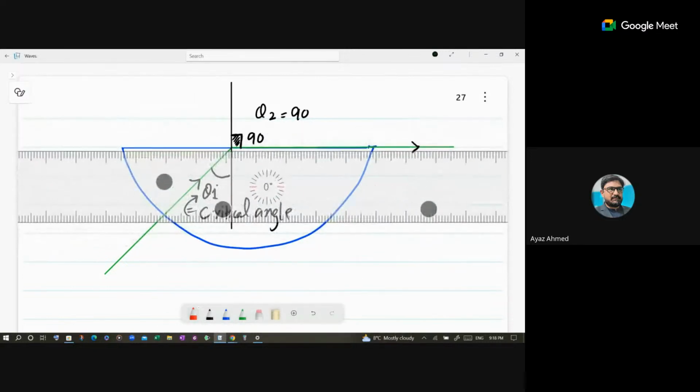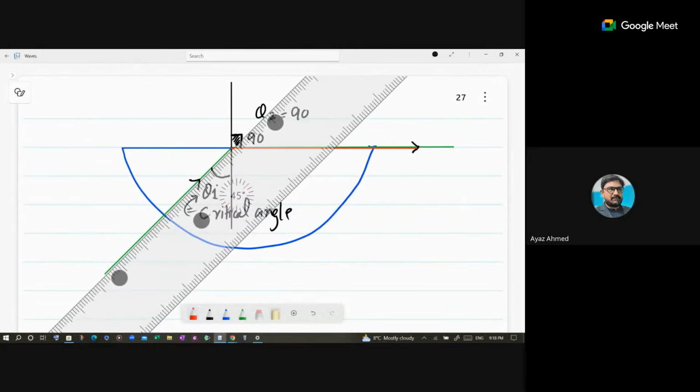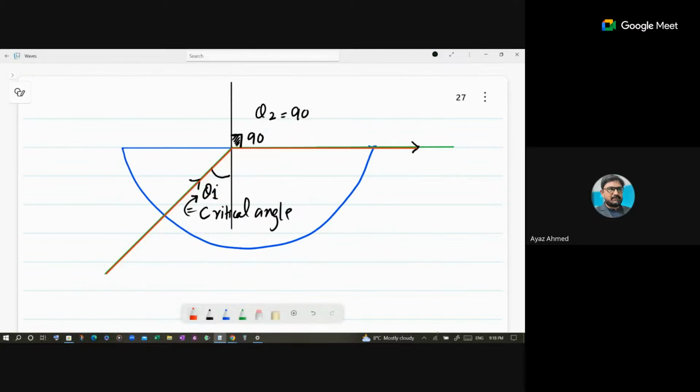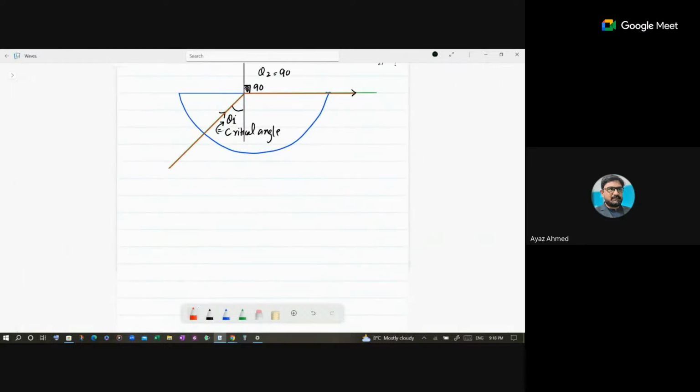Let me draw the red one so you can see it. So this is the light ray which is at 90 degrees to the normal, or parallel with the surface. So is this clear? This angle is called your critical angle. Got it?